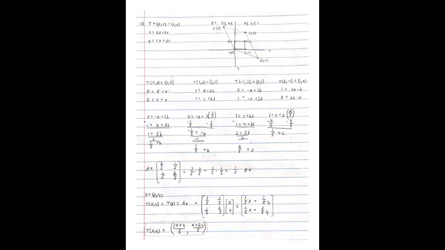So I first wrote the linear mapping T of (u,v) equals (x,y). And then I just wrote on the side that D is 0 less than or equal to x less than or equal to 1, and 0 less than or equal to y less than or equal to 1. And then I drew the D star and the D. That can show which vertices are going to be mapped onto the others. And I did it of the form x equals au plus bv and y equals cu plus dv.